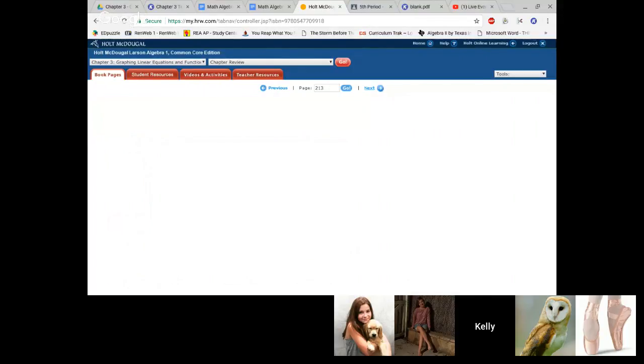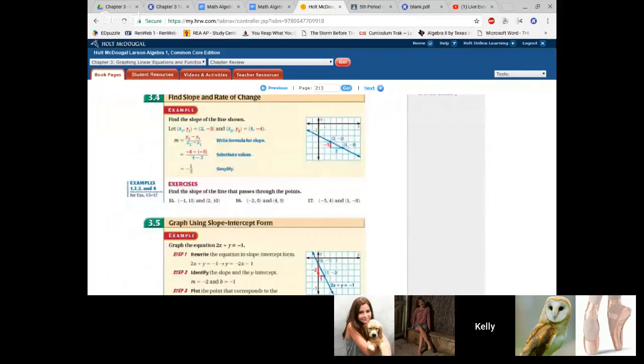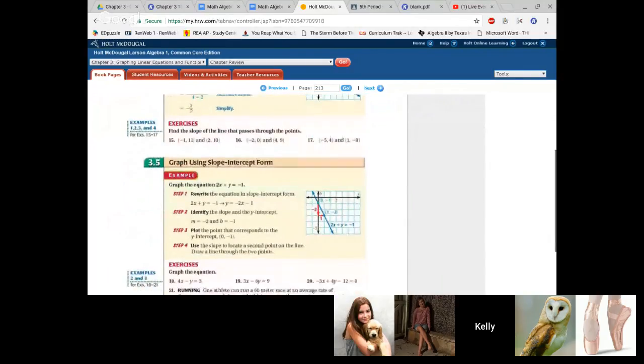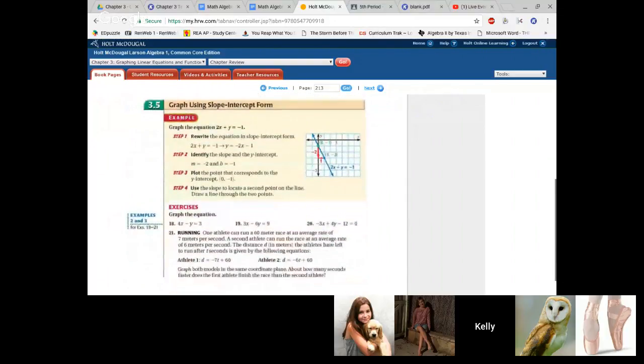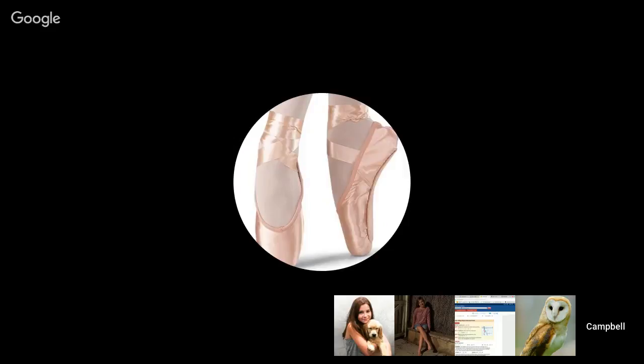Let me see. Where are we? You have to be able to find the slope, which we did. We did some problems like that. You have to be able to graph using the slope intercept. So you have to be able to put it in slope intercept form. Okay.